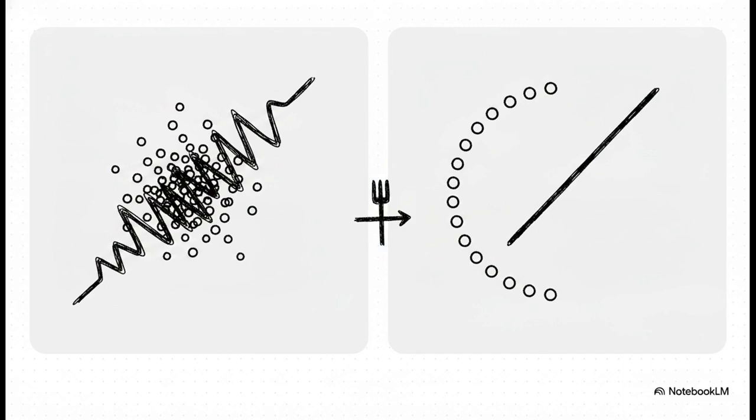On the flip side, underfitting, or high bias, is the student who just didn't study at all. This gives you terrible scores across the board because the model is just too simple to capture the pattern.